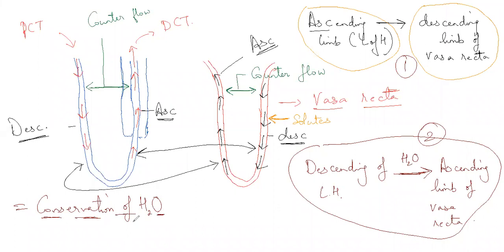In this way, much of the water is returned back. This water, this blood enters into the general circulation. It goes to the heart via the renal vein.